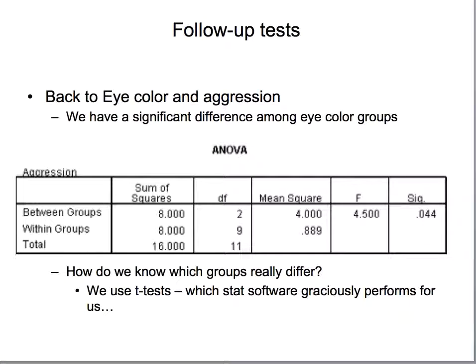So, the next thing is interpreting whether, if I have a difference, my subgroups are different from each other. If I go back to my eye color and aggression situation, I run this ANOVA and get an F value of 4.5 and a p-value of 0.044. Because that is less than 0.05, I am going to reject the null.